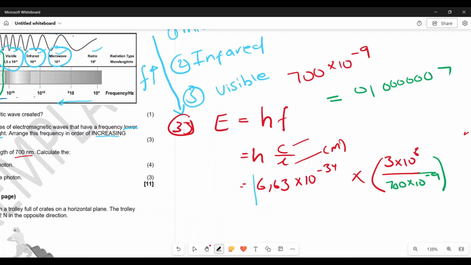So now you want to punch this whole thing into your calculator. When you do so, the energy of your photon should be equal to 2,84 times 10 to the power negative 19 joules. Remember, the unit for your energy is joules.